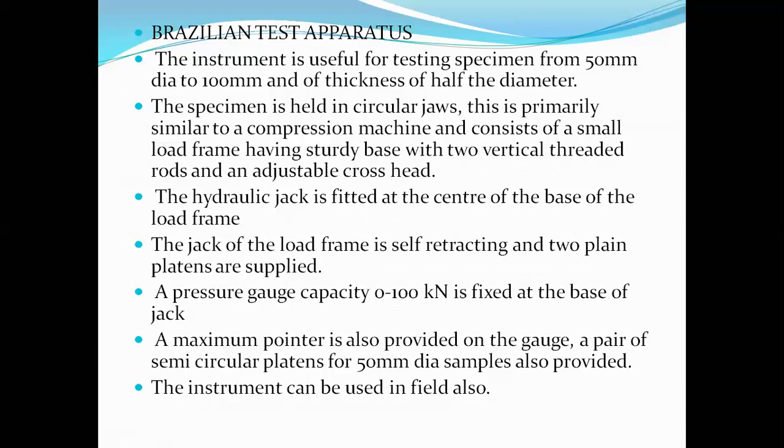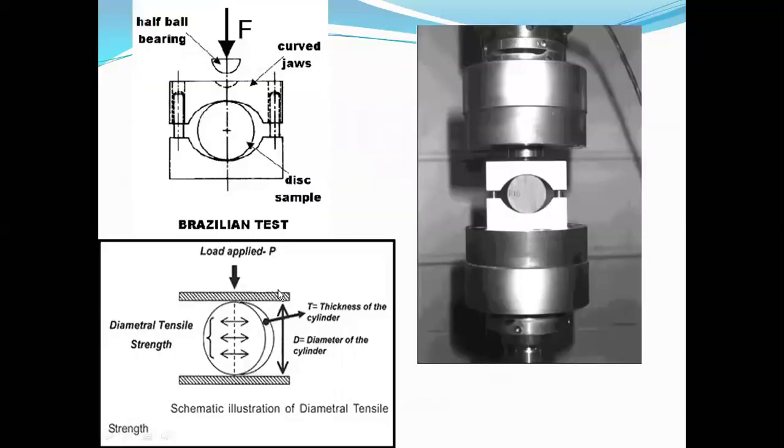The specimen is held in circular jaws. This is primarily similar to a compression machine, and I will elaborate in the coming slides, where we have pictorial diagrams. It consists of a small load frame having a sturdy base with two vertical threaded rods and an adjustable cross head. The specimen is placed between the two circular jaws.